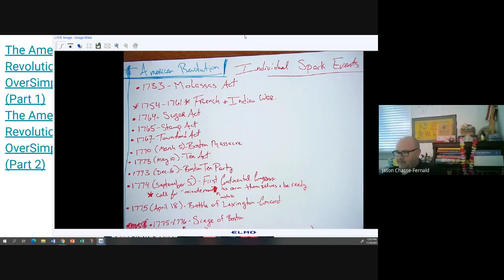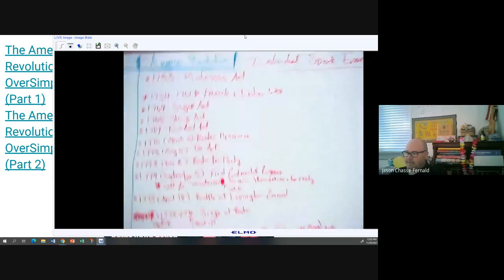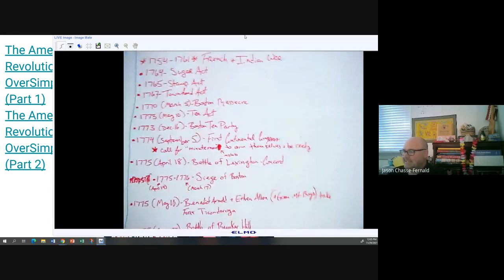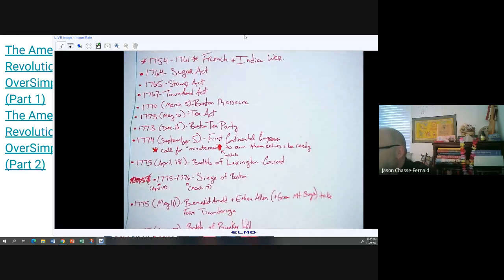And then you start moving to 1774, the First Continental Congress, which calls for Minutemen to arm themselves and be ready at a minute's notice. Then the Battle of Lexington and Concord, April 19th, 1775. As a kid growing up in Maine, we always had this day off from school. It's Patriots Day. Of course, in the greater Boston area, they run the Boston Marathon.